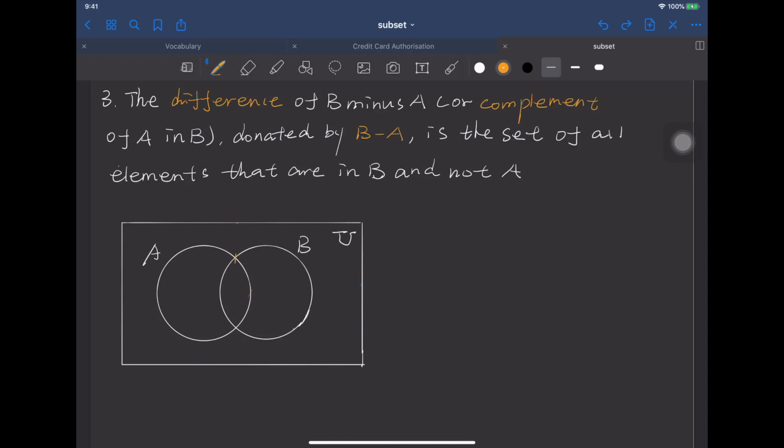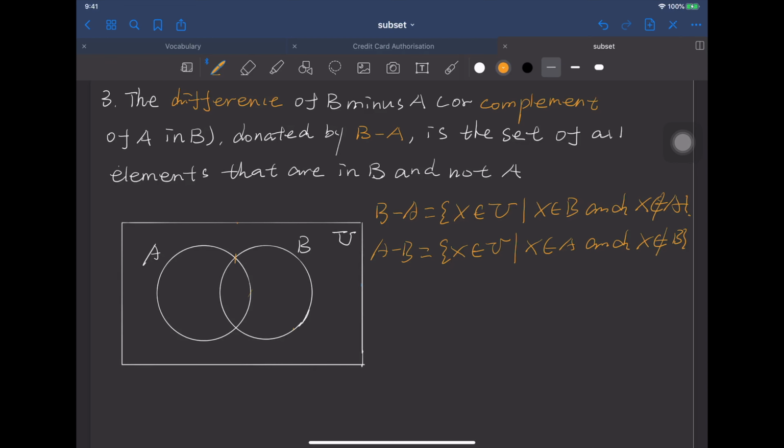The third operation here is the difference of two sets, which means elements that are in one set but not in another set. For example, if we want to find B minus A, then in mathematics it means we find an element in our universal set which is an element of B, but it's not an element of A. Conversely, if we want to find A minus B, then we find an element which is an element of A, but it's not an element of B.